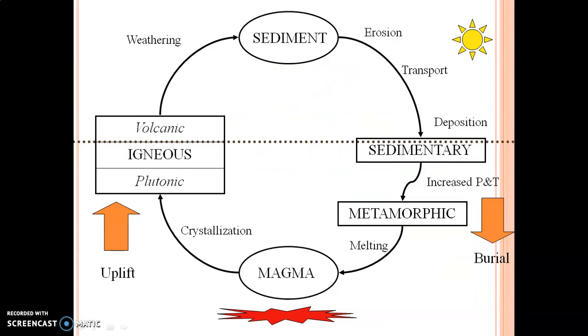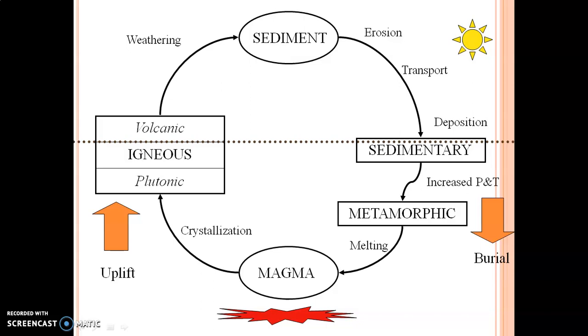So when the temperature or pressure rises, this metamorphic rock starts to melt and again forms magma. This is the rock cycle. From magma, due to cooling, igneous rocks are formed. When igneous rocks are subjected to weathering, sediments are formed. These sediments, when transported, deposited and subjected to natural compaction, form sedimentary rocks.